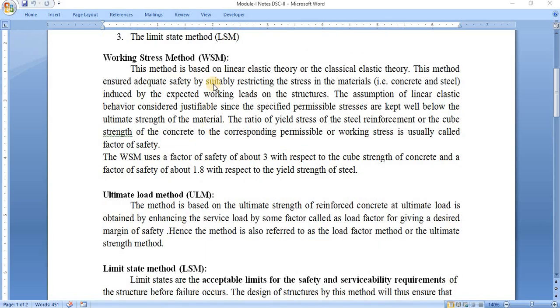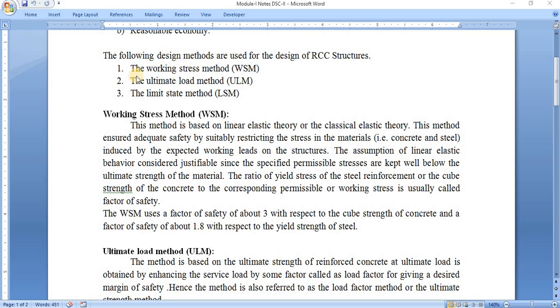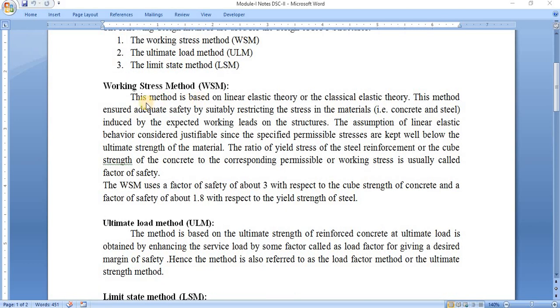Let us see one by one what is the working stress method, what is the ultimate load method, what is the limit state method. So first let us start with the working stress method. This method is based on linear elastic theory or classical elastic theory. This method ensures adequate safety by suitably restricting the stress in materials. What are the materials which are used in RCC? Concrete and steel are the two base materials which we use.